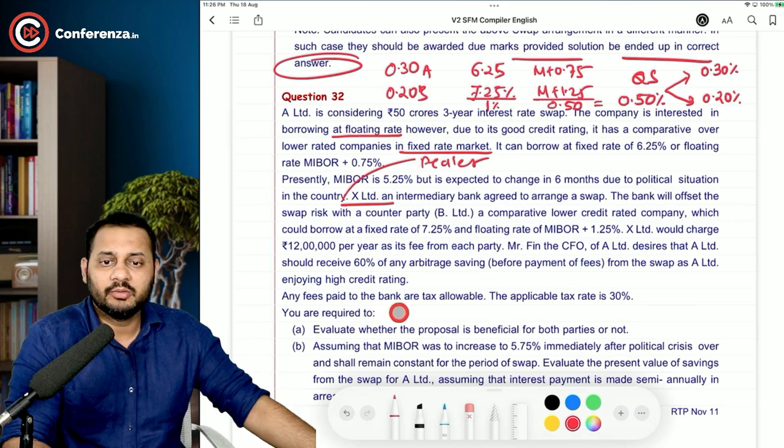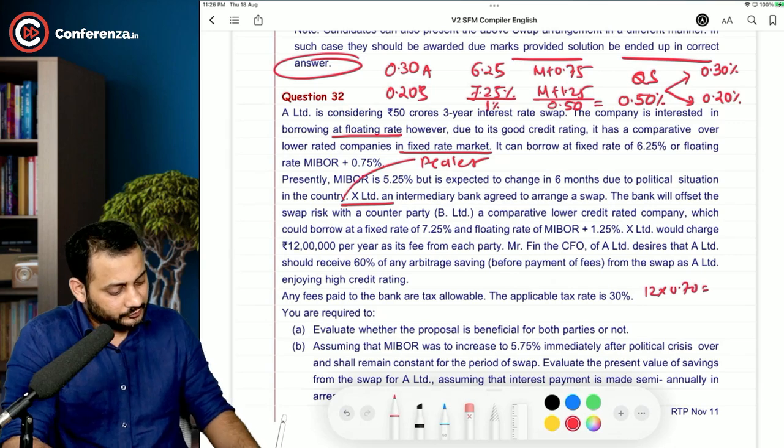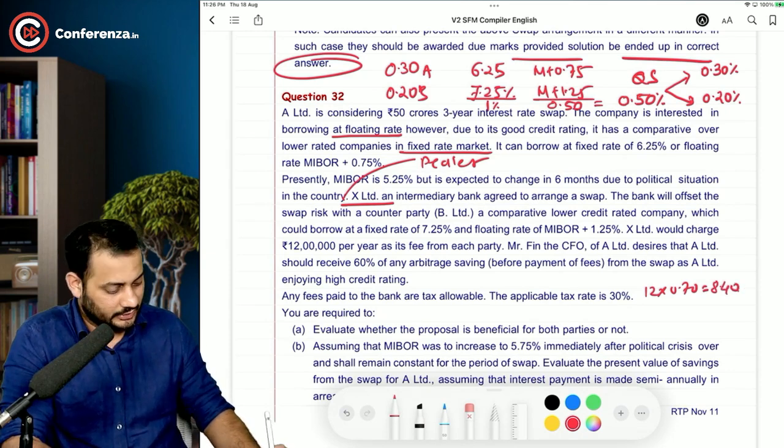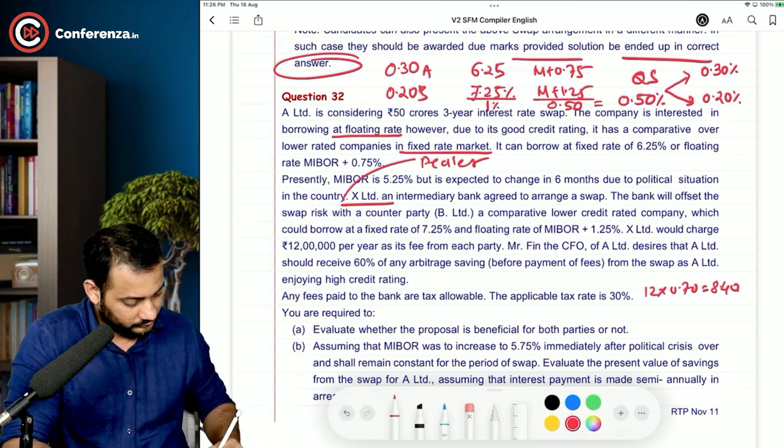Any fees paid to the bank are tax allowable. The applicable tax rate is 30%. So 12 lakh after tax, if you want to calculate, 12 lakh into 0.7, comes to 8 lakh 40,000 something. Yeah, right, 9 lakh.